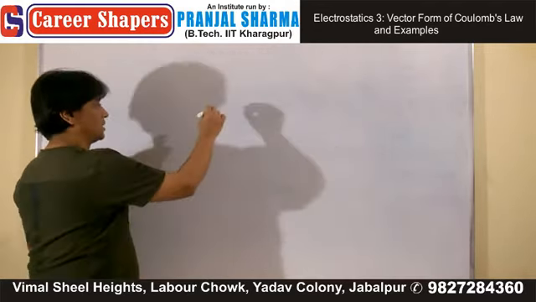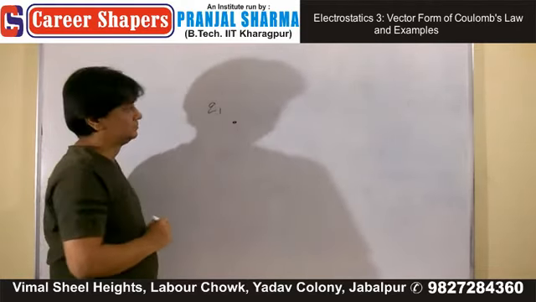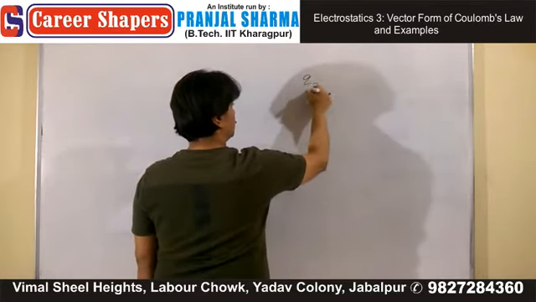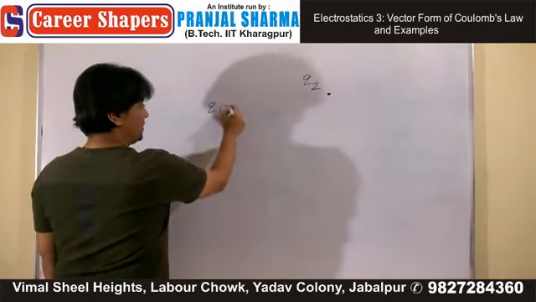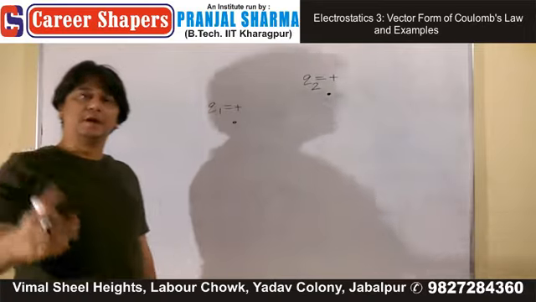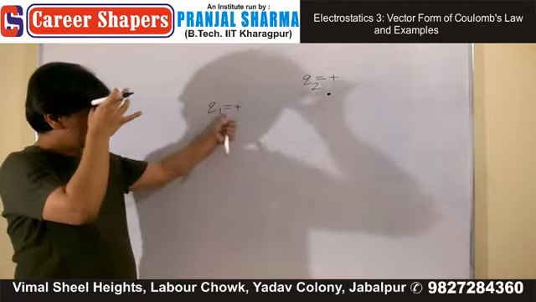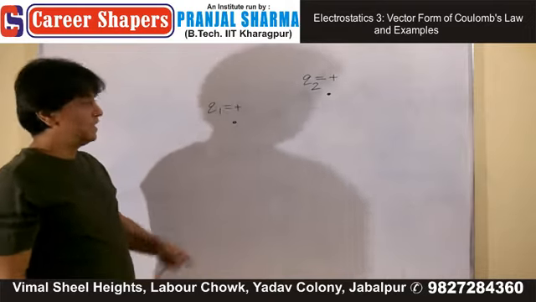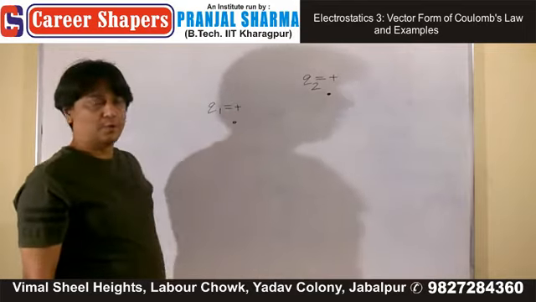Look here. This is Q1. This is Q2. Right now we'll take them positive. Both are positive charges. Ultimately, when we develop the final format, it will not depend on the polarity of Q1 and Q2. It will be valid for everything. But initially, we'll take Q1 and Q2 both as positive charges.